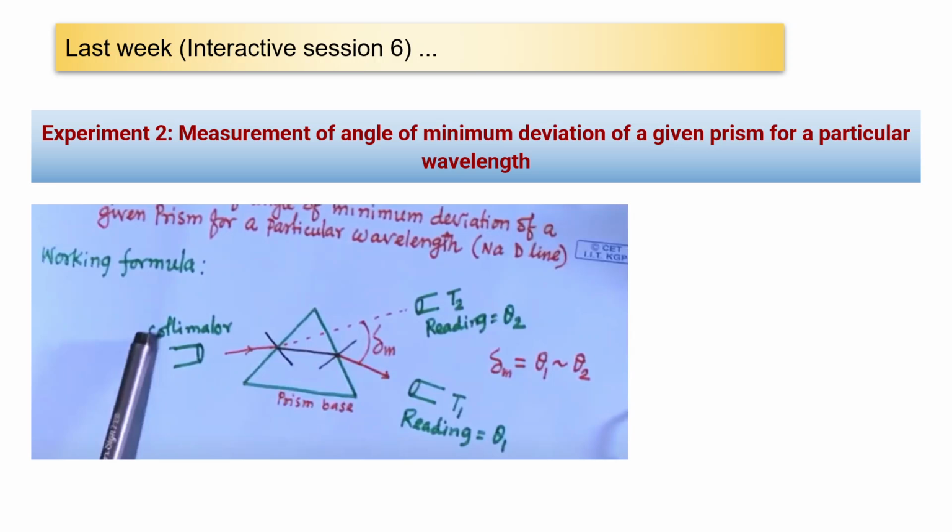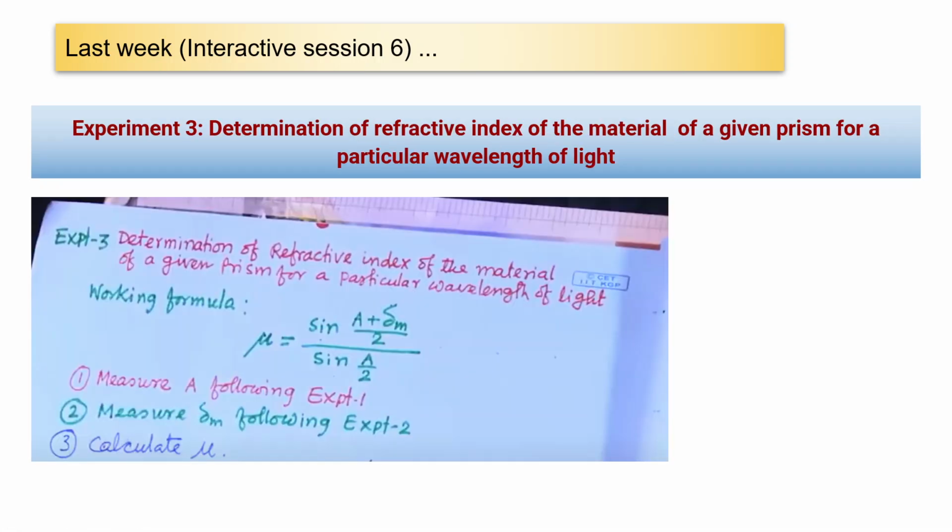Okay. So we had done experiments based on prism. One experiment was measurement of angle of minimum deviation. If there is no prism, then the incident light will follow this particular path. But since there is a prism, which is a different medium, the incident light will undergo refraction and will be deviated from the original path. So this is the angle of deviation that we try to measure in this experiment, and based on this many other things we were able to calculate.